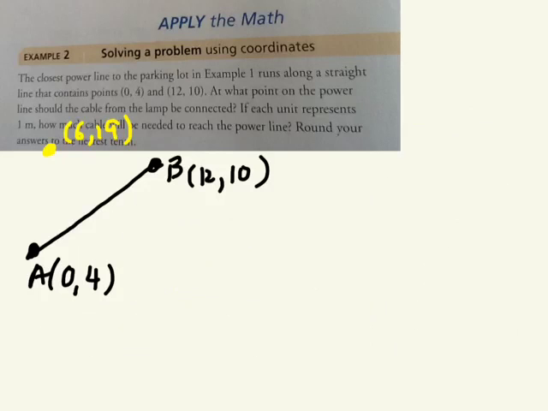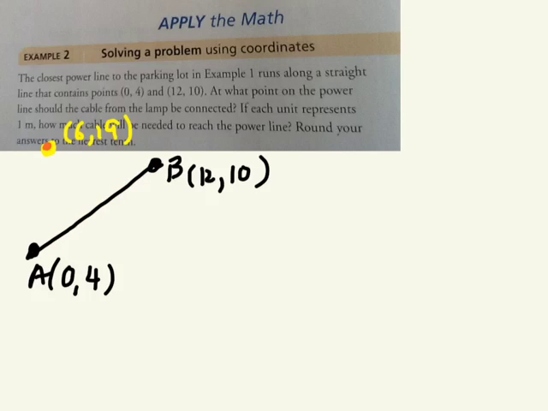So the closest power line to the parking lot runs along a straight line that contains those 2 points. At what point should the power line be connected? So back to the first example, this is where the light is. We need to figure out the shortest distance from this point to this line.